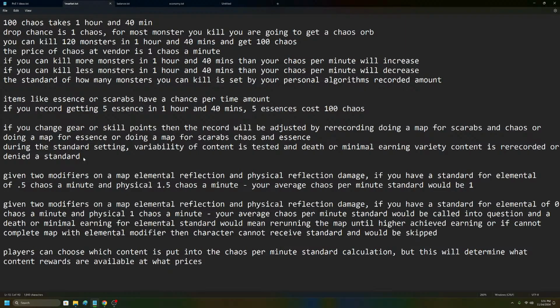Alright, so now that we got the fundamentals, what happens is that players are going to try to change this Chaos Orb standard to include content that they want to run to get money, or perhaps they're going to change the Chaos Orb standard to do content that they don't usually do because it's more difficult.